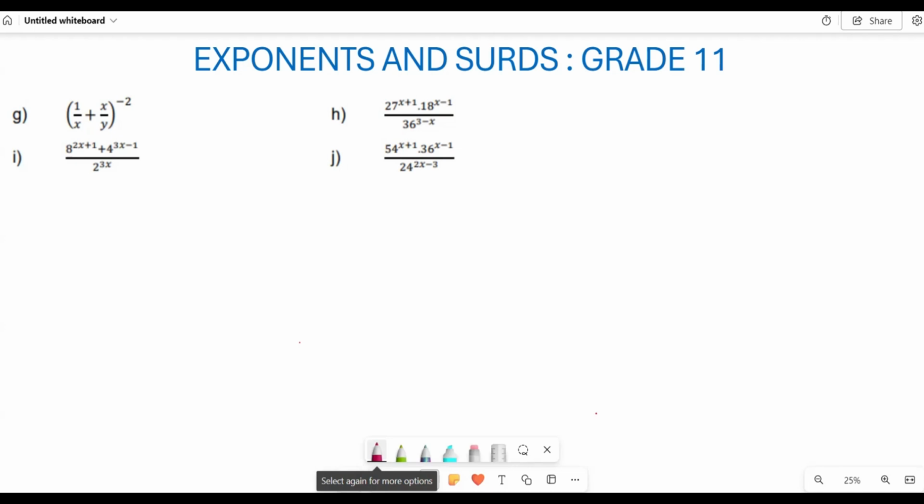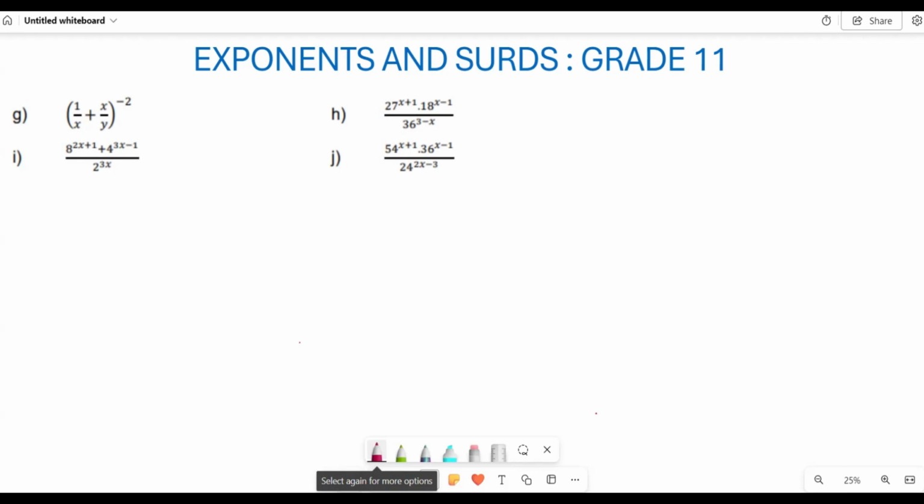Please ensure that you have checked the first lesson, where we're still doing the introductory part of Exponents and Surds and just covering some of the basic laws of exponents, right? But now this is the second part, which we are going to be looking at.